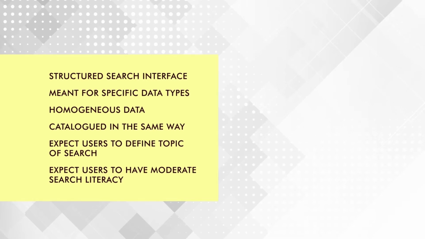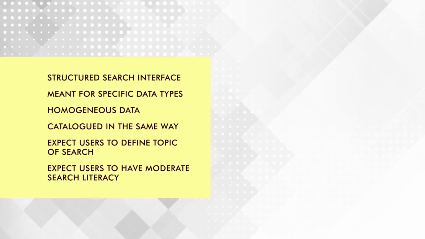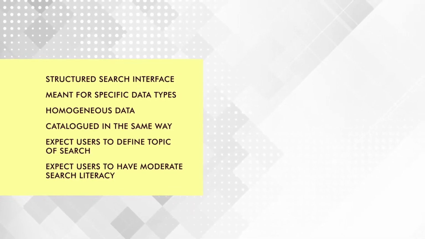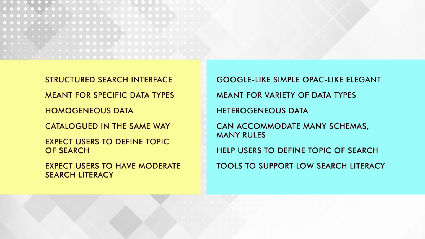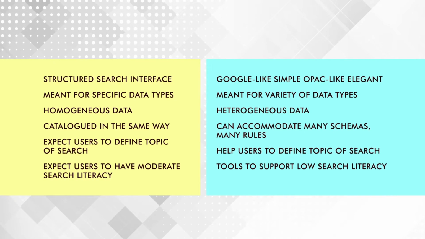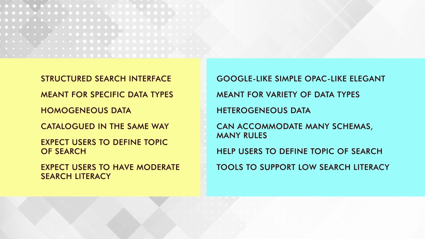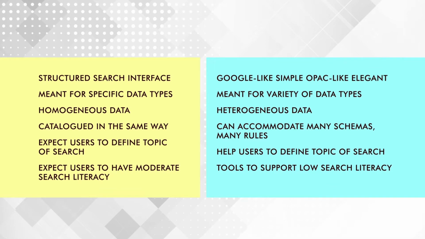We catalog all resources almost in the same way and expect users that they will be able to define their topic of search and they will have a moderate search literacy. On the other hand, a library discovery system is Google like simple but OPAC like elegant, meant for a variety of data types, normally heterogeneous data it can handle, that means bibliographic data, geographical data as well as cultural data. It can accommodate many schemes, many rules, help users to define the topic of search and provide tools to support low search literacy.